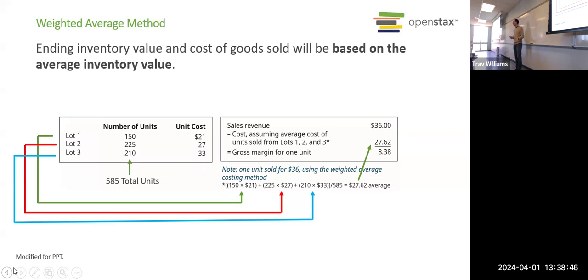If costs are going up, as we saw here, right? They're going up from 21 to 27 to 33. So if costs are going up, FIFO is always going to give you the lowest cost, LIFO is always going to give you the highest cost, and weighted average is always going to be somewhere in the middle. That's how math works, right? So those are the four methods that, again, can be used with both periodic and perpetual. Any questions so far?